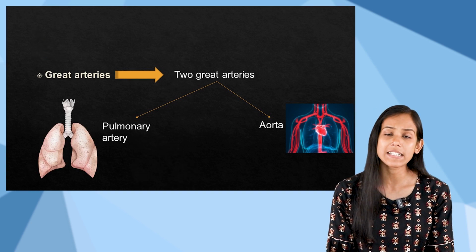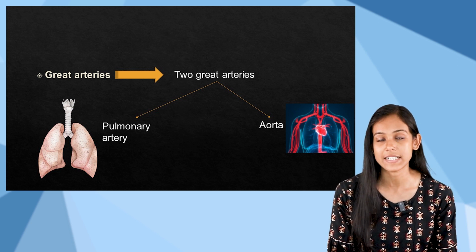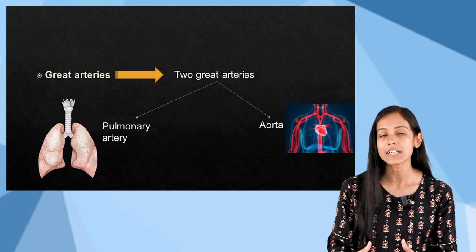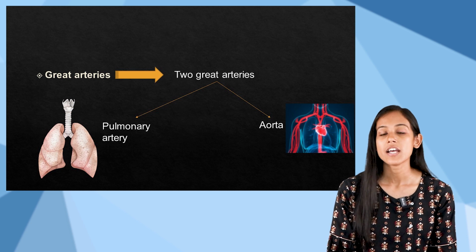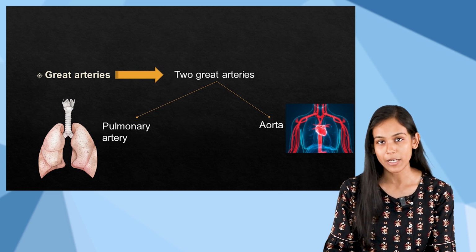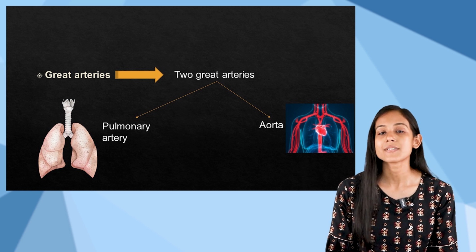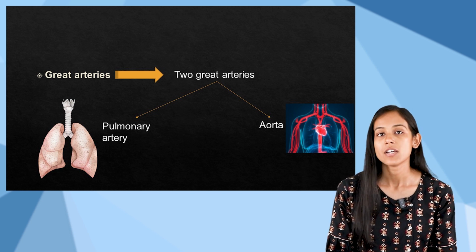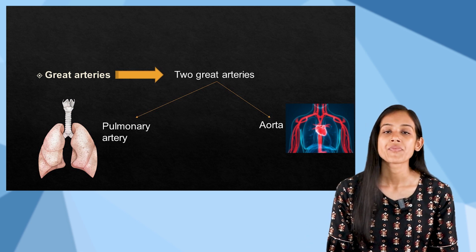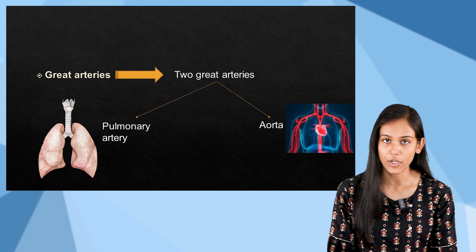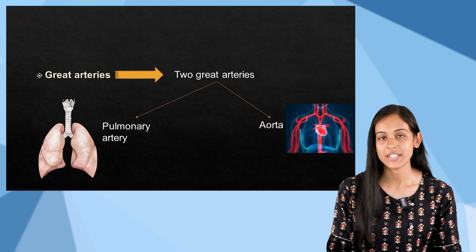Now, if we see the great arteries, we have two major arteries that come out of our heart. The first one is the pulmonary artery, which goes to the lungs and carries the deoxygenated blood to the lungs for oxygenation. And we have the aorta, which takes the oxygenated blood and pushes it all over the body. So these are the two major arteries that we have.